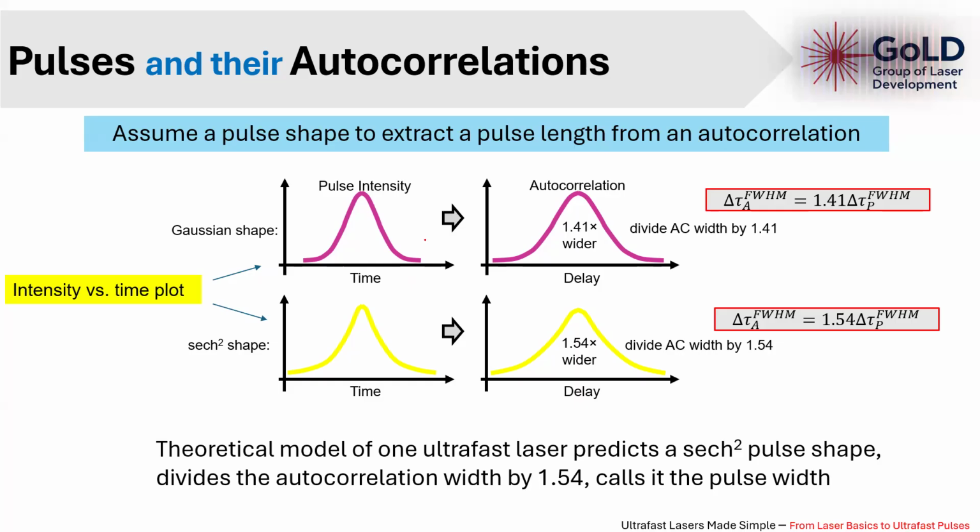Okay, so what we were saying about the autocorrelation, what you see here is the time and delay. In general, in the time domain, the Gaussian shape is like this. In the case of autocorrelation, the shape is like this, but this plot is delay versus intensity. So this is the formula for autocorrelation, and because the shape is Gaussian, the factor is 1.41.